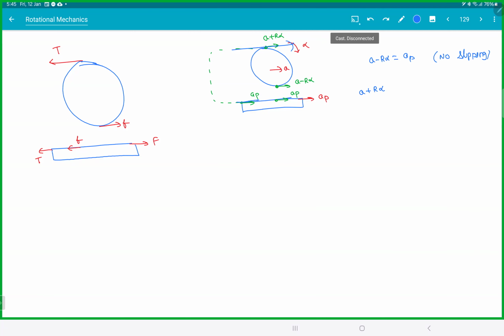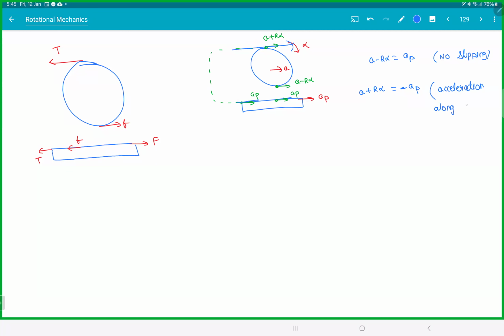Acceleration along the string should be same. So A plus R alpha is minus AP. I hope you're getting why I'm taking the minus sign. This point acceleration in this direction should be equal to this direction. But for whatever convention I have assumed, I took AP to the right side. So you take care of the sign. You have to be careful there. You can assume whatever directions you want, but the signs you have to be careful. So this guy would be minus AP. This is the string constraint. Acceleration along the string is same.